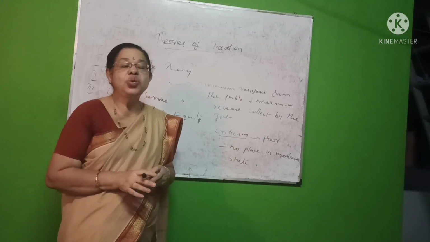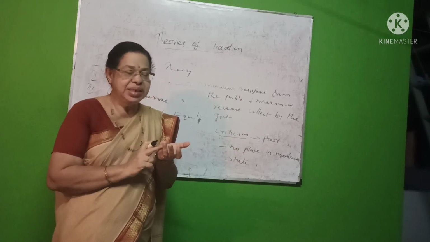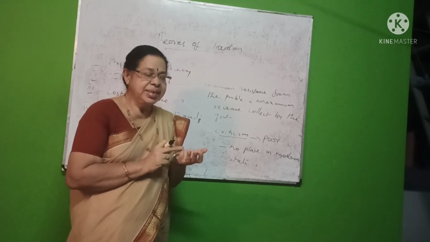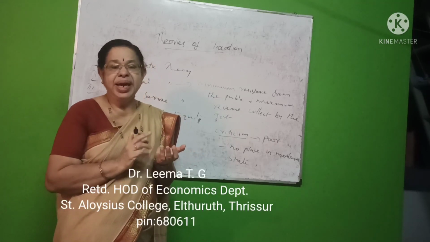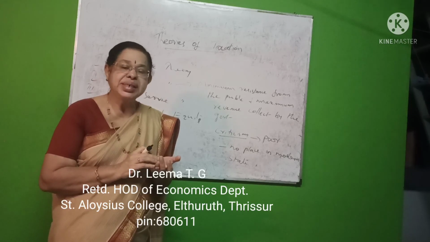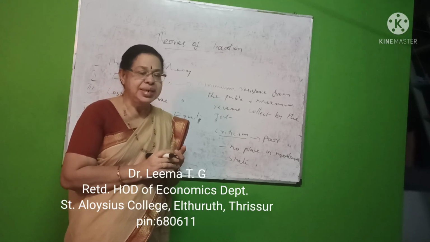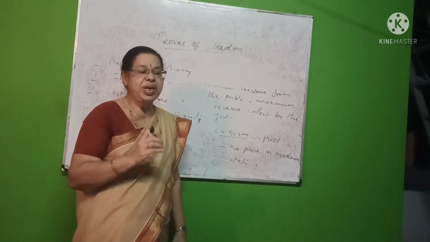These are the two important criticisms. The first is that financial theory mainly affects the poorer section, and the second is that it does not hold an important position in the modern state or modern age. These are the two important drawbacks or criticisms in the case of the financial theory.